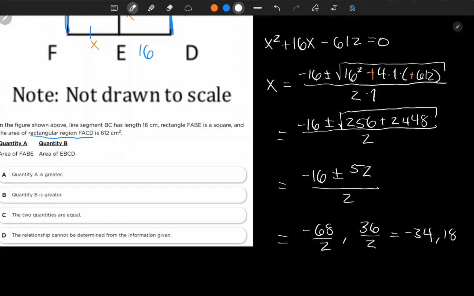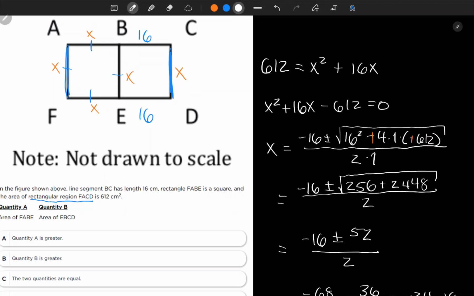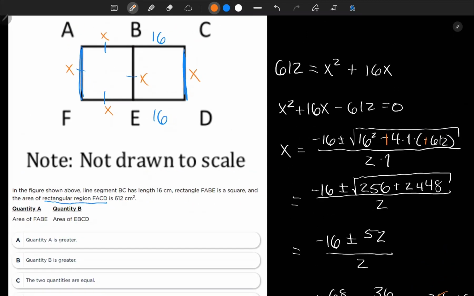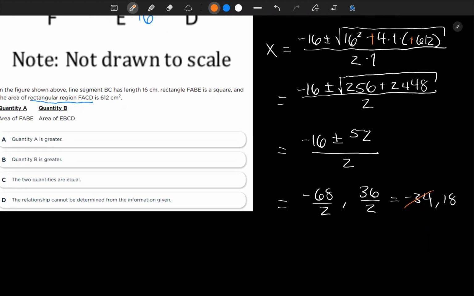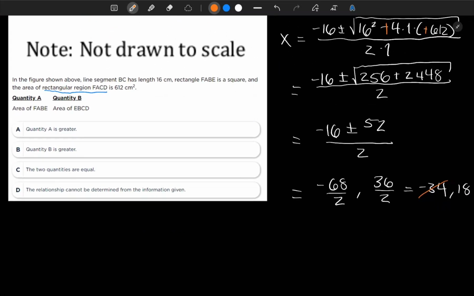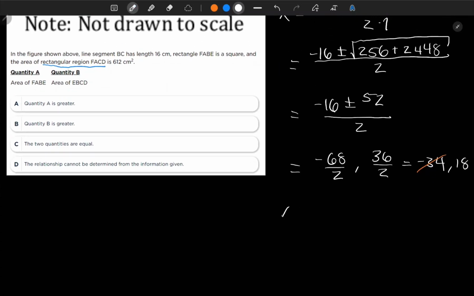But remember, those are two possible values for x. We know that x can't be negative 34 because that would mean the side length is negative 34 centimeters, and it doesn't make sense to have a negative length. So we know that 18 is the true value of x. So we find that x is equal to 18.